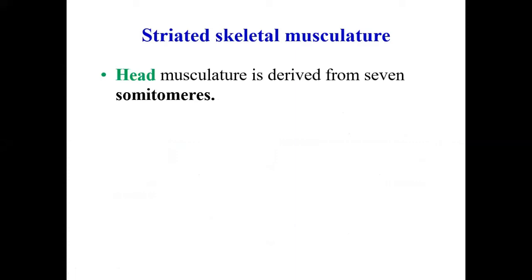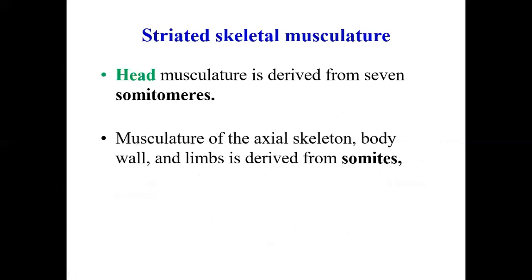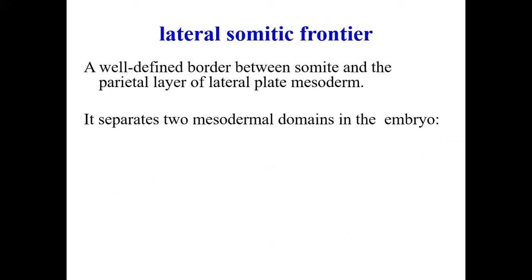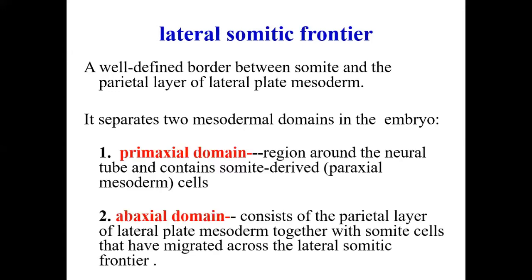Now come to the source of skeletal muscle. Head musculature is derived from somitomeres, and the musculature of the axial skeleton, body wall and limb derives from somites. There is an important point: the lateral somitic frontier. What is this? This is a well-defined border between the somite and the parietal layer of lateral plate mesoderm. This lateral somitic frontier divides the muscular domain into two parts: primaxial domain and abaxial domain.